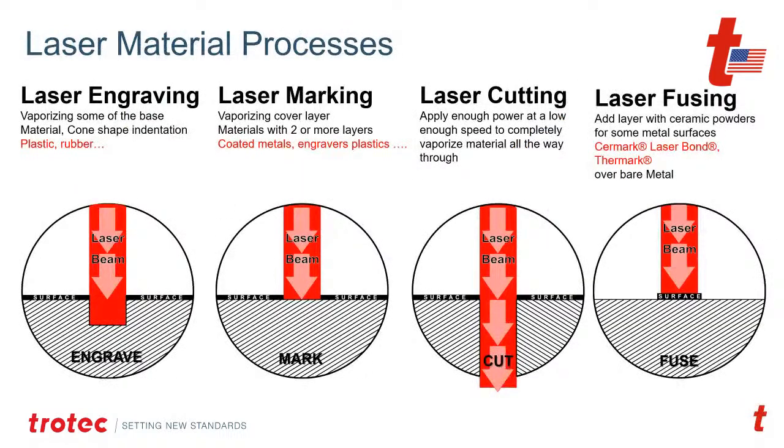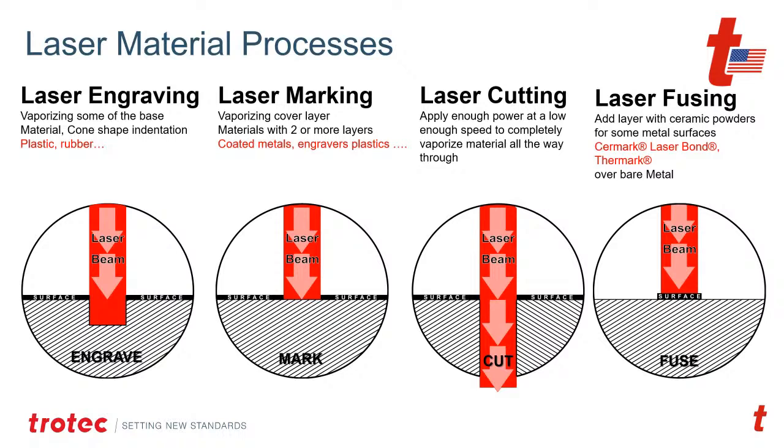There are a lot of different types of processes we're going to cover, which I will be referencing today. So just to make sure that everyone's on the same page, I'm going to cover a few of the terms that are common in the laser industry. Laser engraving is the process of vaporizing some of the base of the material, producing a cone-shaped indentation. So when you're engraving into plastic, rubber, or even materials like wood, the laser actually produces depth into the surface. This is considered a laser engraving.